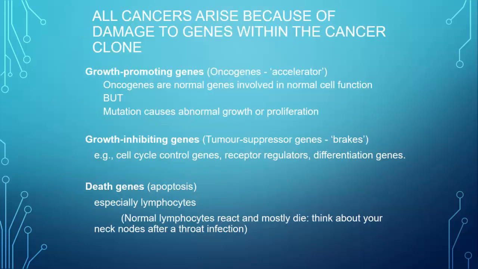So all cancers arise because of damage to genes within the cancer. As I said, there are these different types of genes: growth-promoting genes, growth-inhibiting genes, and death genes. The oncogenes are the accelerator, the tumor suppressor genes are the brakes on the cell cycle, and the death genes are the apoptotic genes that are important.